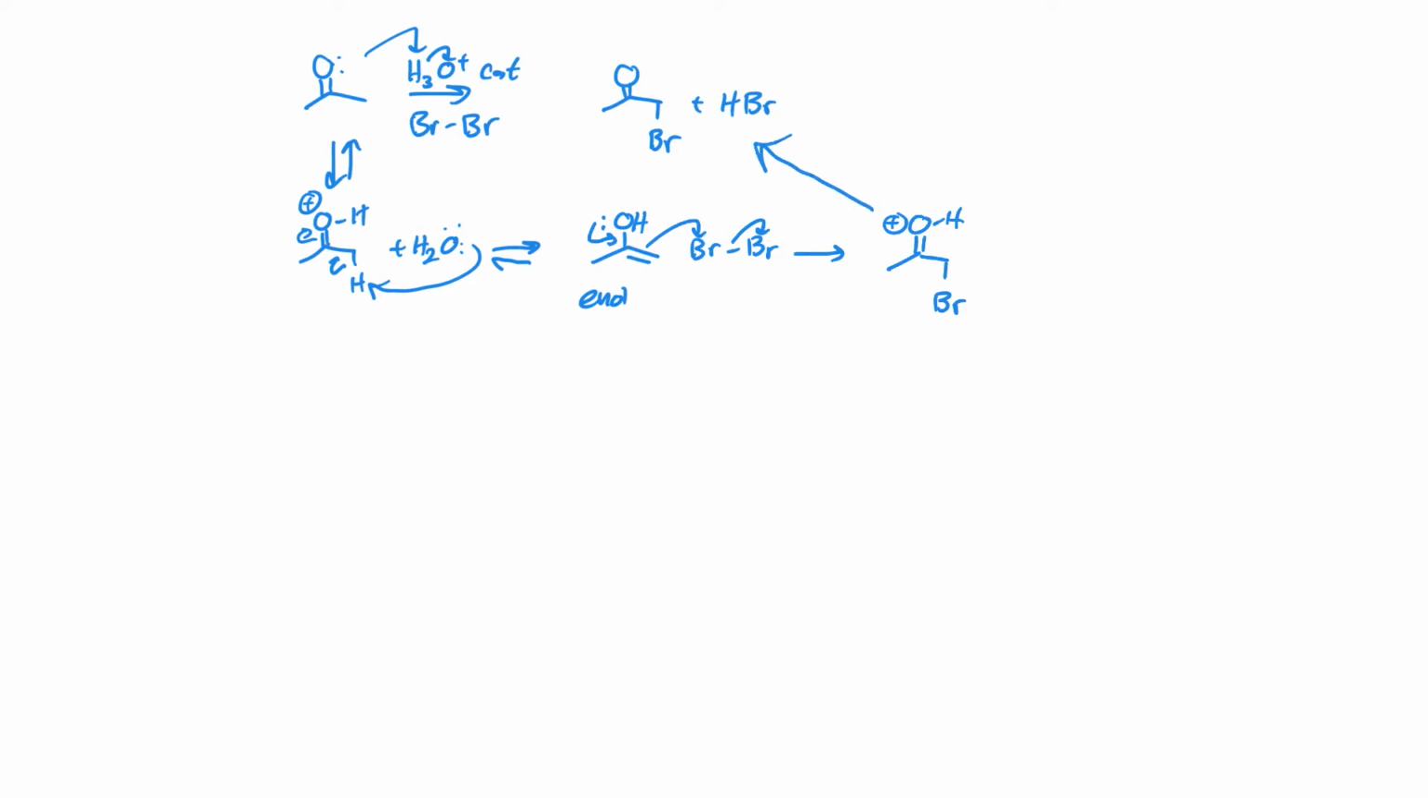And one more step, I can use bromide, or probably better to use water to regenerate my acid. Water's a little better of a base than the bromide is, but that's how we're going to basically put on an alpha halogen. We could look at a couple other options.